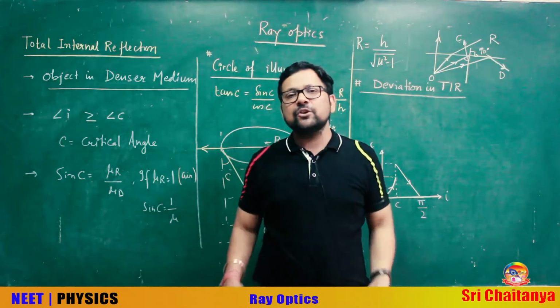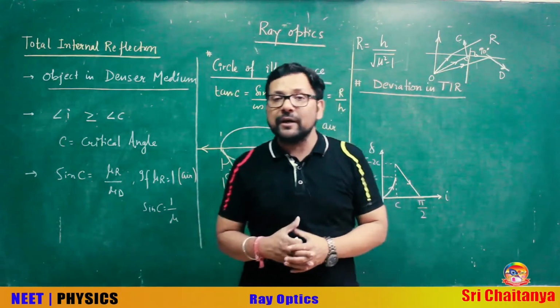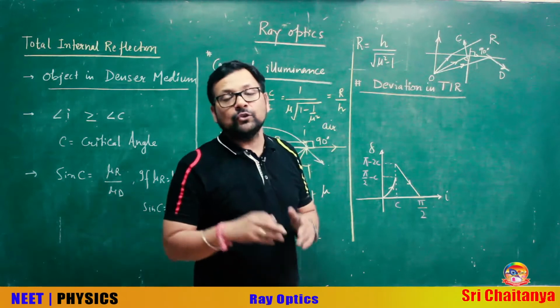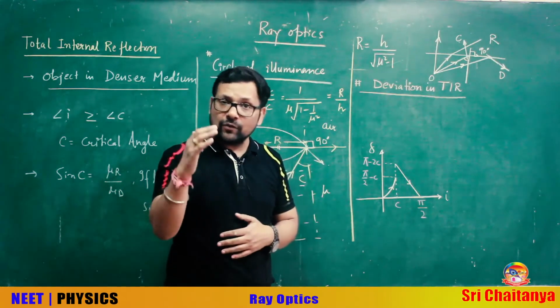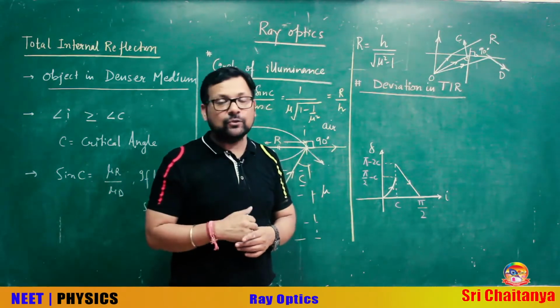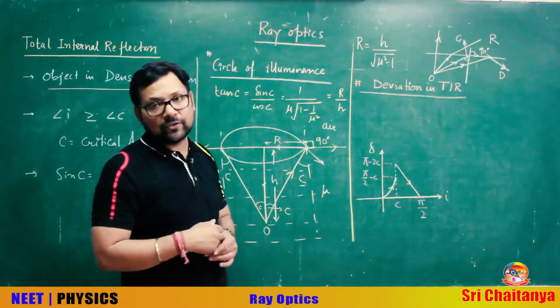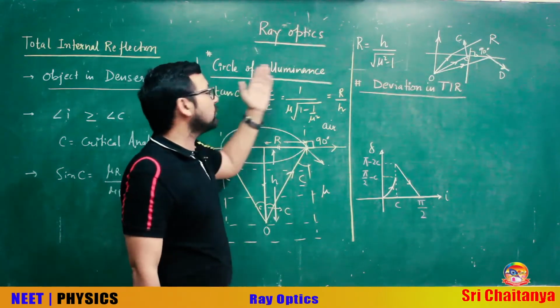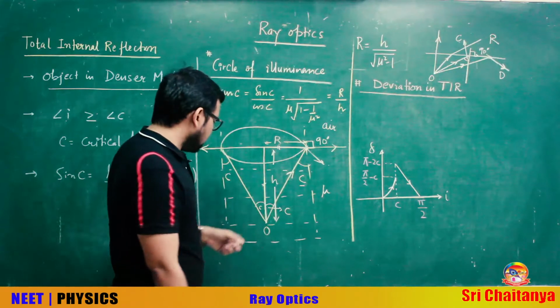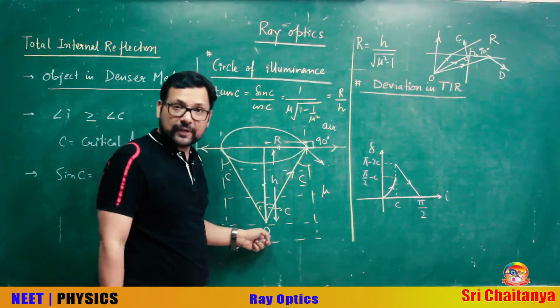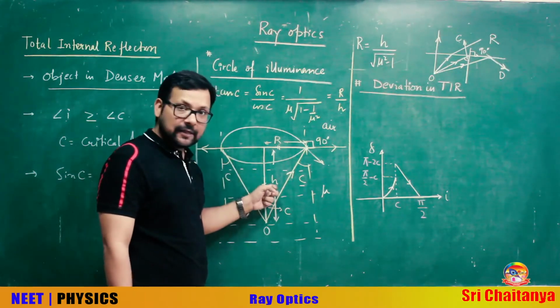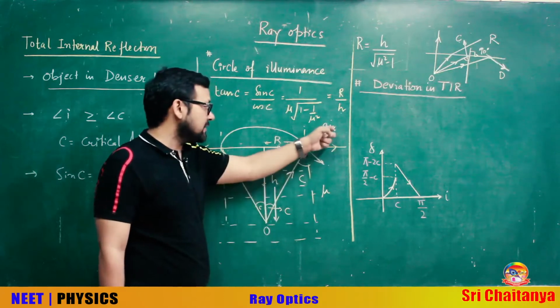So these are the basic theory of TIR, but there are certain numerical applications of TIR. You must be aware of all of them. They are very important. Do go through them, and we are starting with the first one, which is called the circle of illuminance. You can see here, this is an object, a source of light, at a depth of h in a denser medium. The second medium you can see is air.